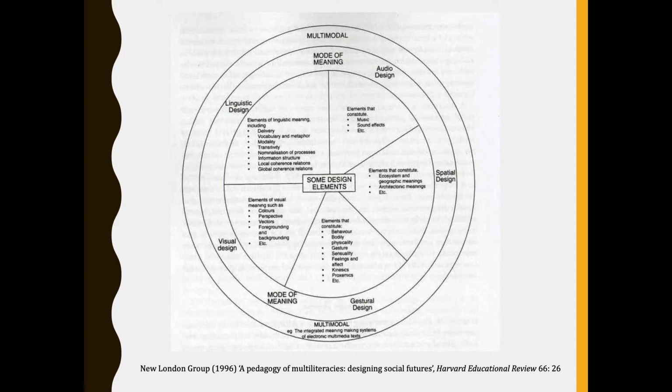So as you can see there, we've got different modes of meaning, as well as different design elements, and those modes of meaning, as it says there, can be the way that language has been designed, linguistics. So the elements, including things like how things are delivered, the vocabulary, the metaphors, and how all of that works, how language works. But we can also look at things like visual design, like colours, perspective, and so on.